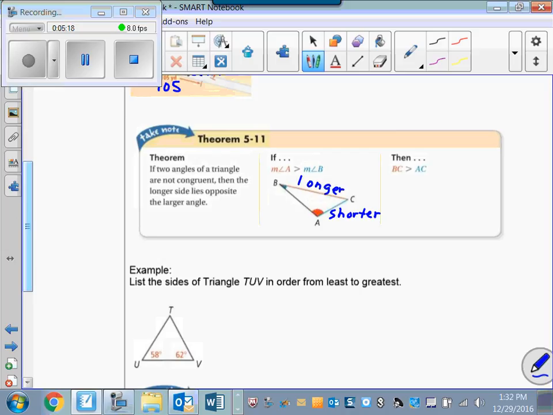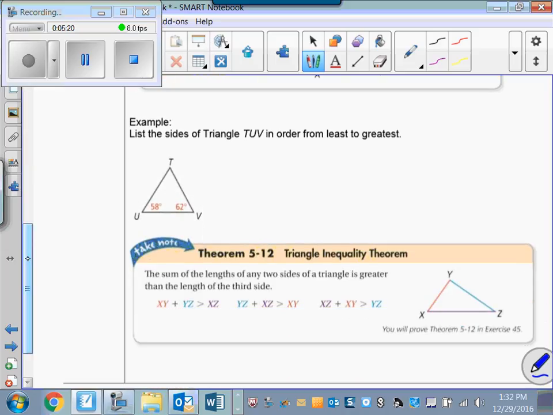Pretty straightforward. All right, so here we go. Here's a triangle, TUV, and we are told to list the sides of the triangle in order from least to greatest. So what do I have to do? I have to find the smallest angle of the triangle. That's going to be opposite the shortest side. So, of course, I need to find the measure of angle T first.